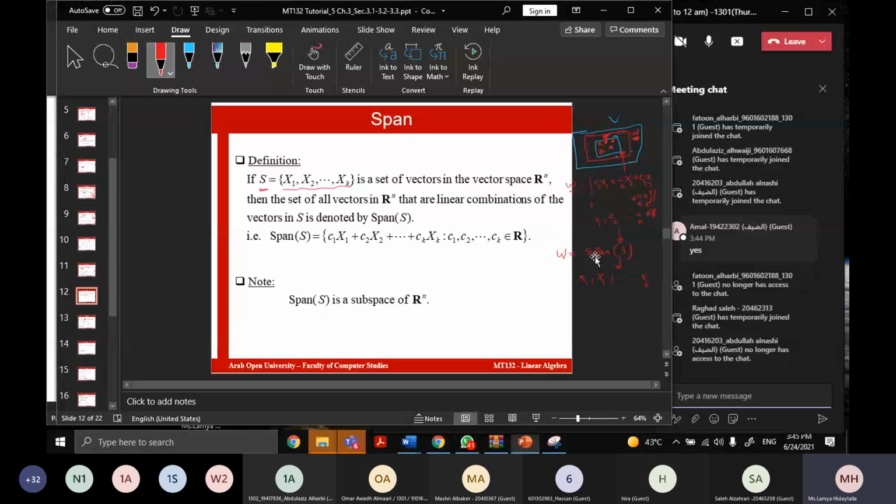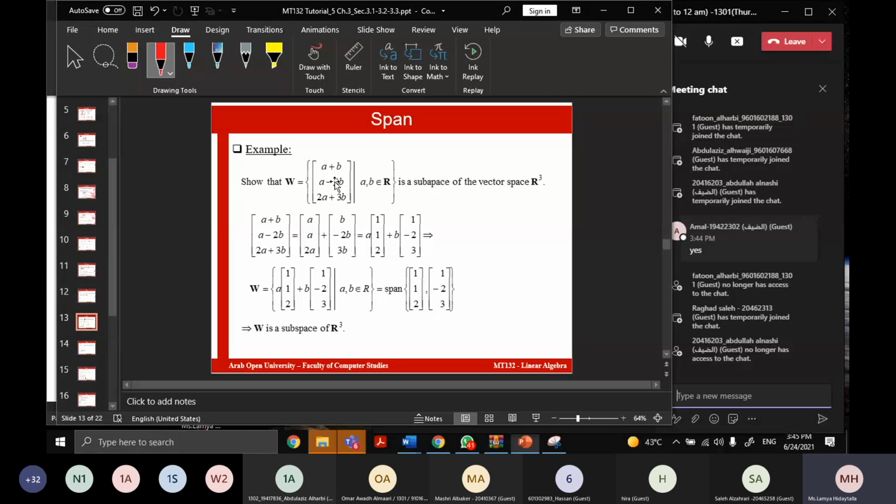And the statement of the theorem: this set is always a subspace of your vector space. Clear? So span S is always a subspace of Rn. Of course, here we are talking about the real Rn, not any vector space, this vector space, and we are defining on it the standard operations of addition and scalar multiplication, okay?